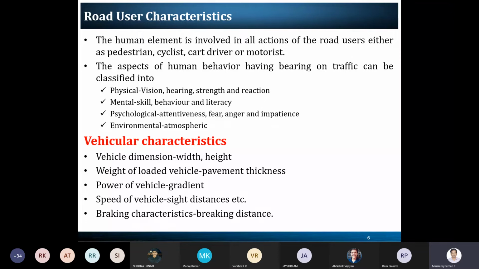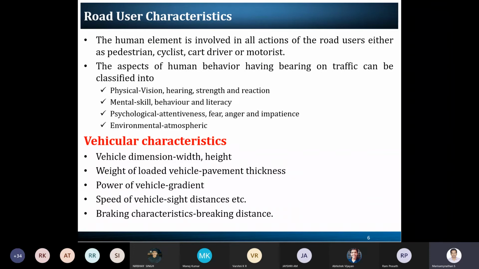Also the car driver and the passengers, the different kinds of road users exist throughout the world, particularly for the Indian conditions, how they are behaving. So when we try to classify their behavior, that comes under the road users characteristics.